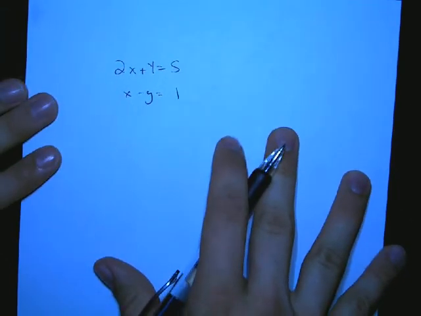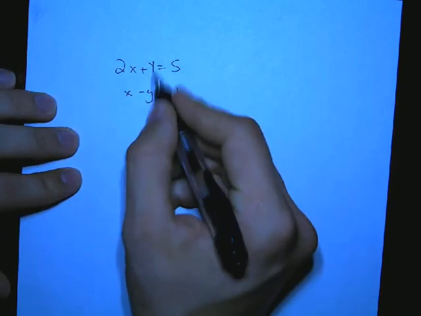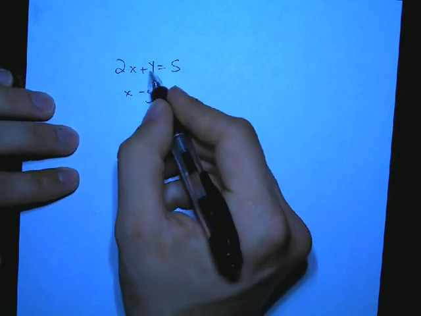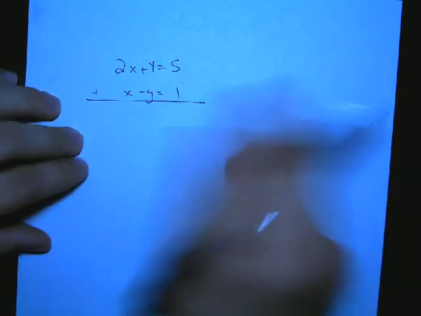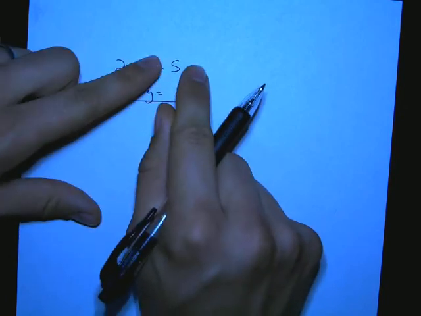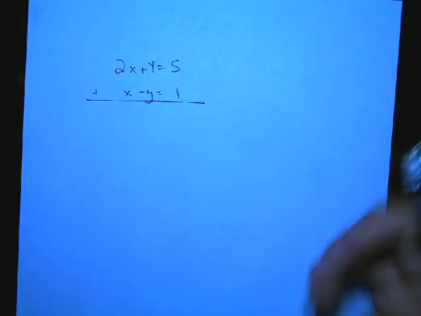Now this one's very basic because we don't have to change anything to solve it. I've got two variables, my y, that have the same coefficient. It's 1y and 1y. One's positive, one's negative. I'm going to add these two equations together. The reason I can do this is because if I add x minus y to this side and 1 to the other, I haven't changed the value of my equation because x minus y and 1 are equal.